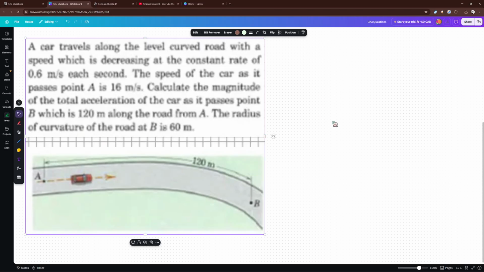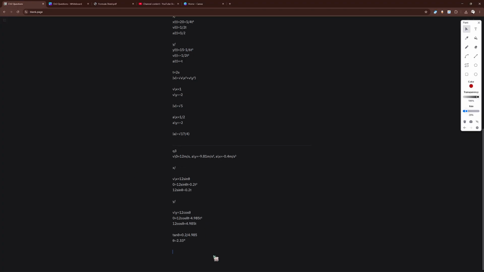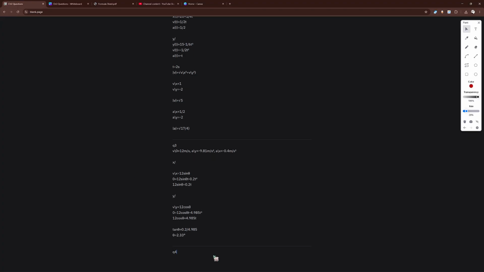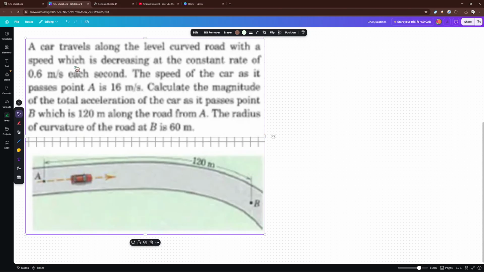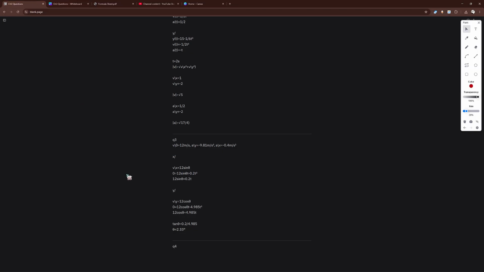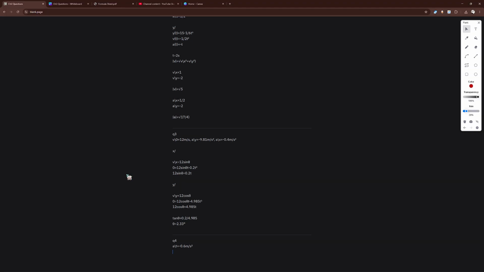Okay, so that's our information. Let's move on to it. This is Q4. Okay, so we know that the tangential acceleration is constant because it said so, constant rate. So that means we have AT is equal to negative 0.6 meters per second squared, and we have AN is equal to V squared over rho, where rho is 60 meters as mentioned. So there we have AN.